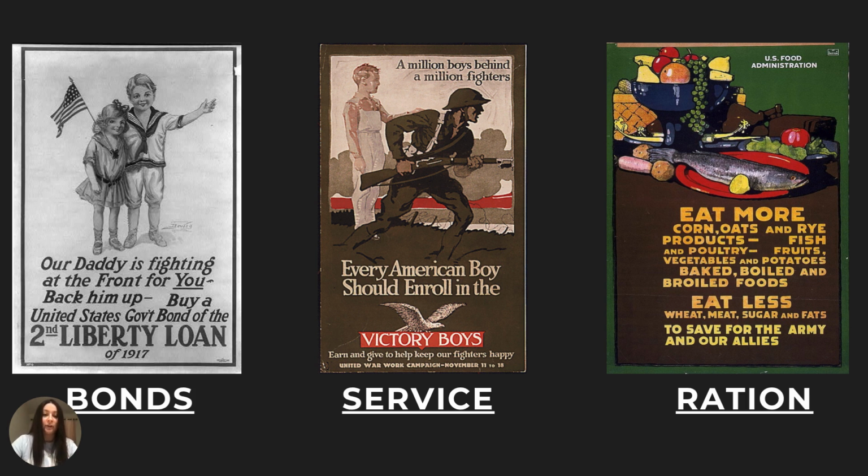For example, here we have a poster asking Americans to buy Liberty bonds. It says, "Our daddy's fighting at the front for you, back him up, buy a United States government bond of the Liberty loan." So the way you could help get their dad back and support their dad is by buying a war bond.